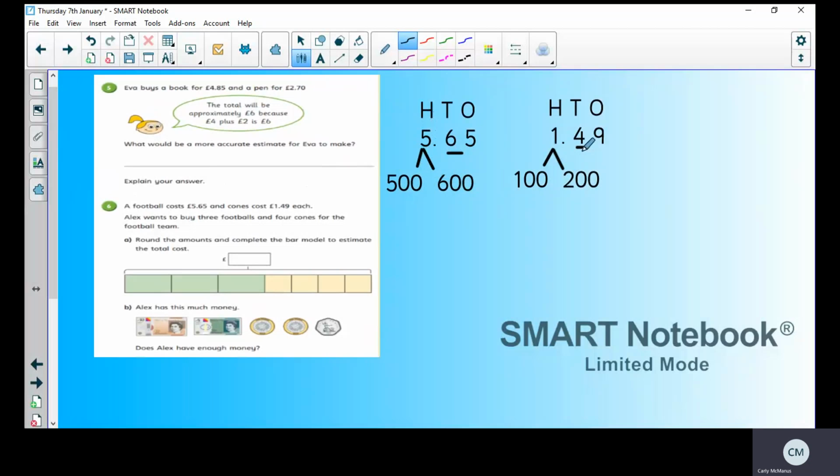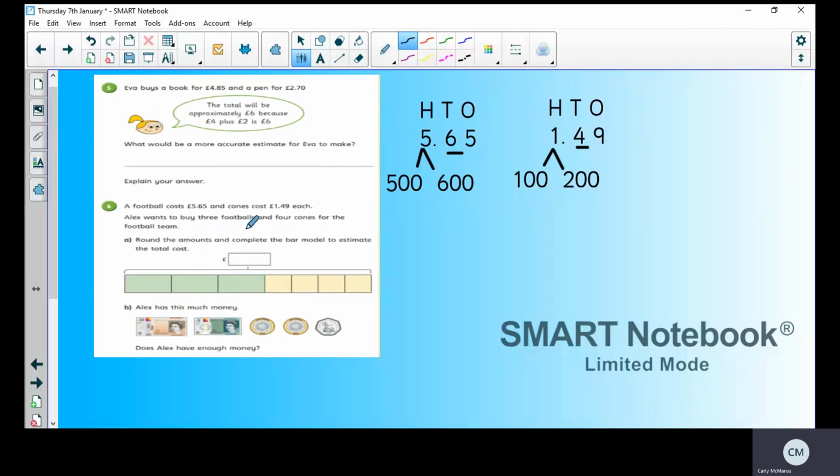And then the £1.49, is that going to round to £1 or to £2? Now, whenever you've rounded this, whether it's going to be £5 or £6, you need to figure that out. The bar here, because they want 3 footballs, say the football was going to round to £5. I'm not saying that it is, but say it was. You'd write £5, £5, £5. If you decided that was going to round to £6, you'd write £6, £6, £6, because they're 3 footballs.